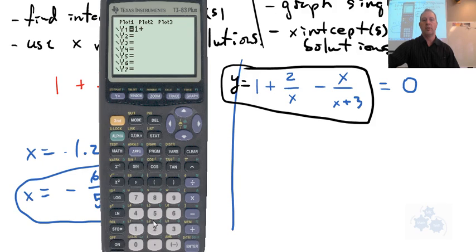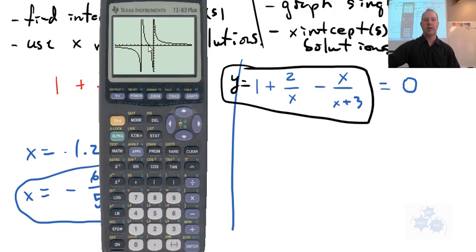So 1 plus 2 over x minus x divided by... I'm using a copious amount of brackets here. Hopefully that's going to work. All right, so let's graph that and see what happens here.